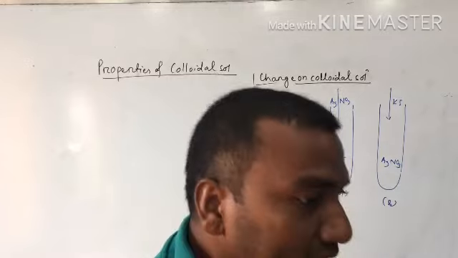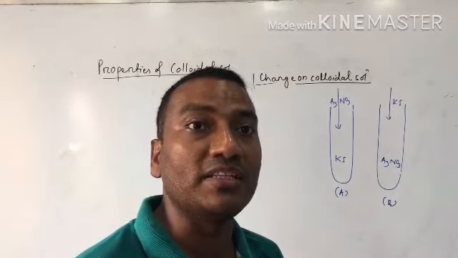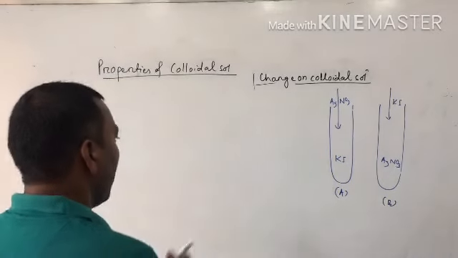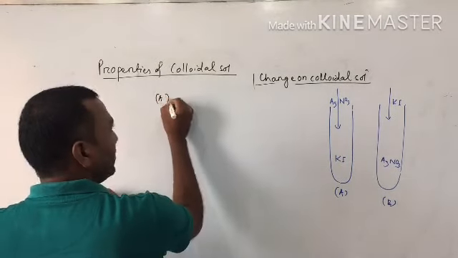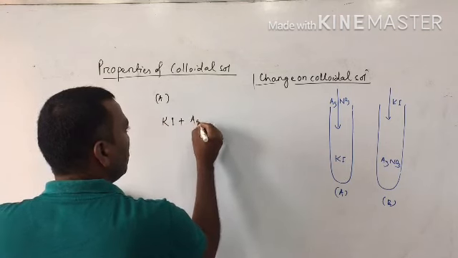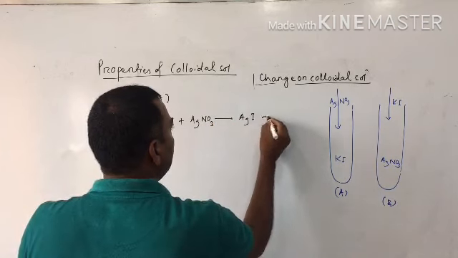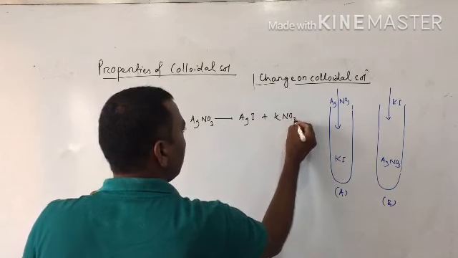So like this, first you see what is the formation of charge, or what is the origin of this charge. The first one is in test tube A. So our reaction is like this. The equation is KI plus AgNO3 gives rise to AgI plus what? KNO3.